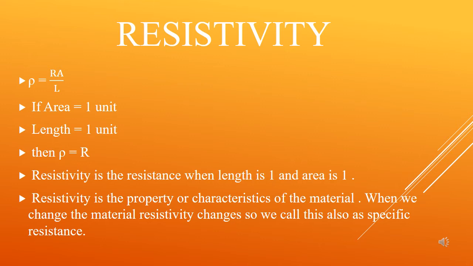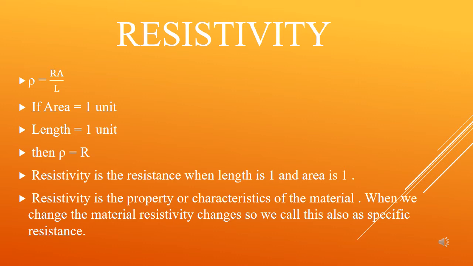Now the question is, what is the difference? The difference is resistance will increase with the length. It will change with the length and area. Here length and area we made constant, that is 1 and 1. So rho equals R, where R is the resistance. So we change the name a little bit and we call it resistivity.